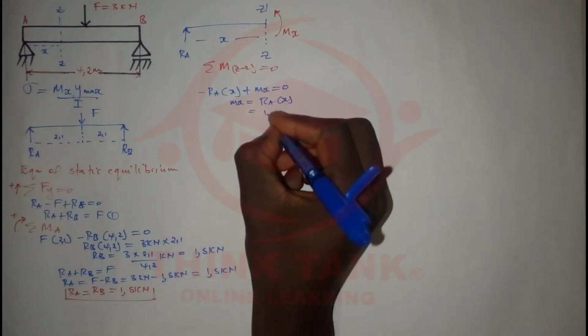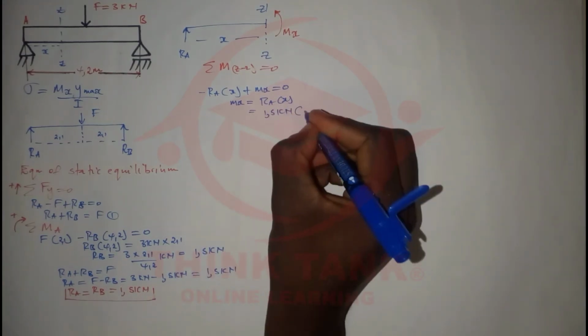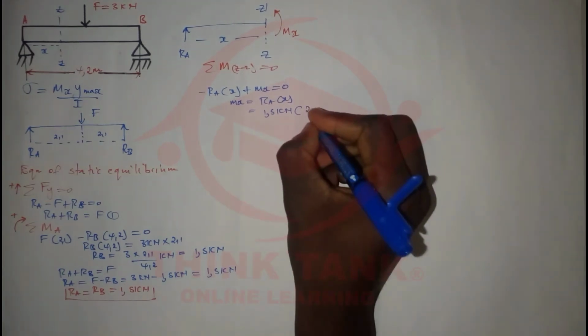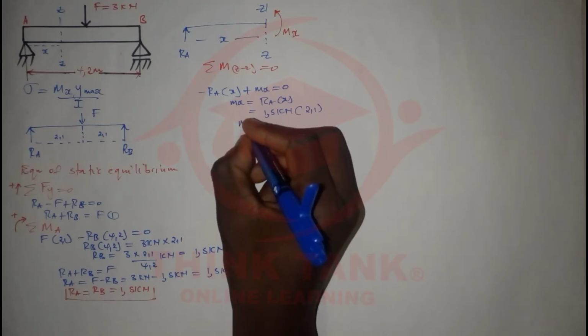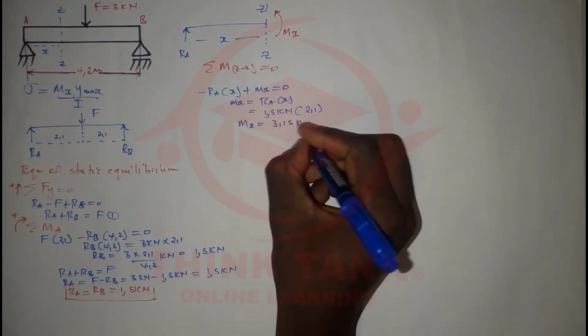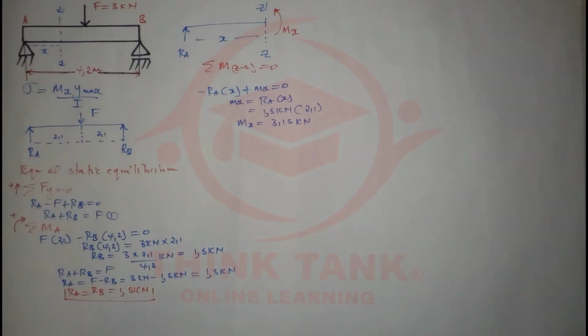And RA, we have our RA here, is 1.5 kilonewtons, and x. Since the maximum bending stress is going to occur at the center, you can agree that x is going to be 2.1, and you can see that mx is going to be 3.15 kilonewtons. Now what do we need? We need y max and also the moment of inertia.